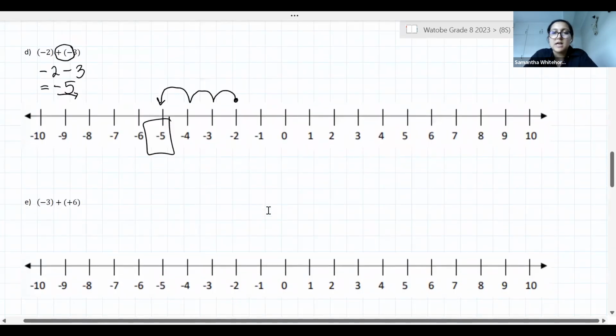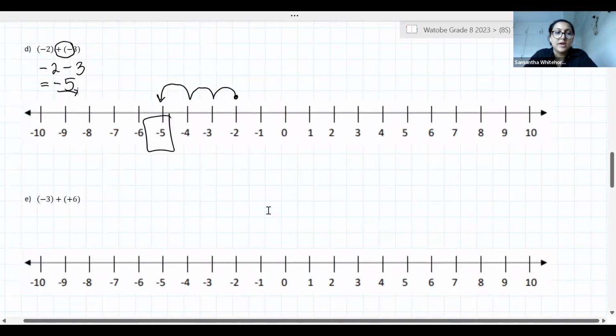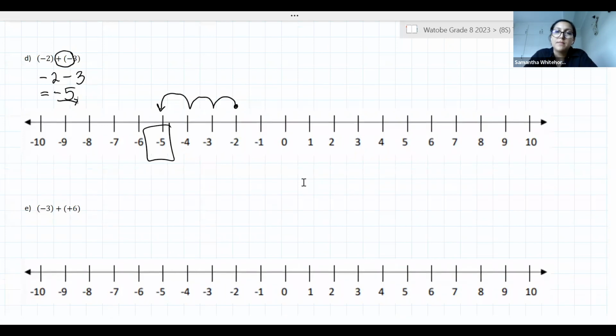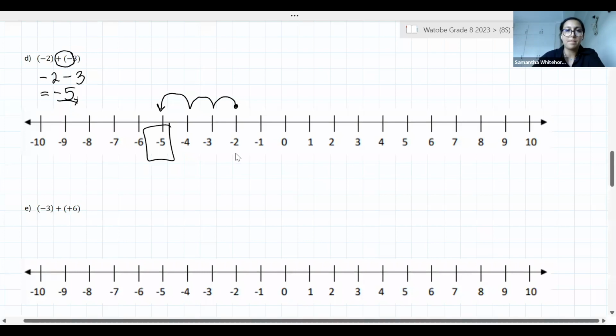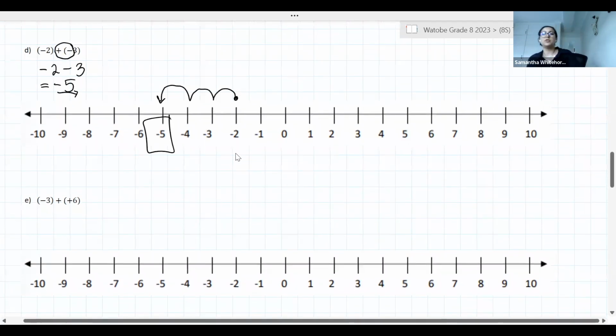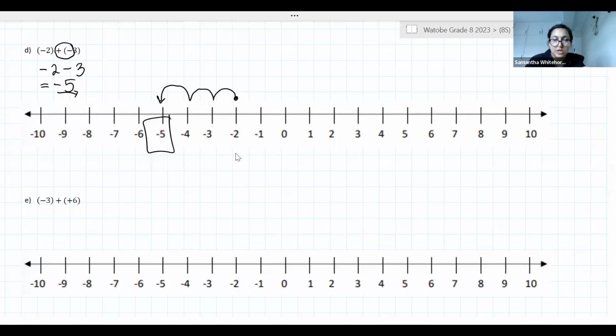Right, let's do E, and then I will ask if anyone has any questions, but try E for me. Remember, put your answers in the chat. I'll tell you when I'm ready for hands to be raised. Careful of your signs. And guys, when we are done with this question E, I'll make it smaller so that you can screenshot all of these questions at the same time, so you've got them.